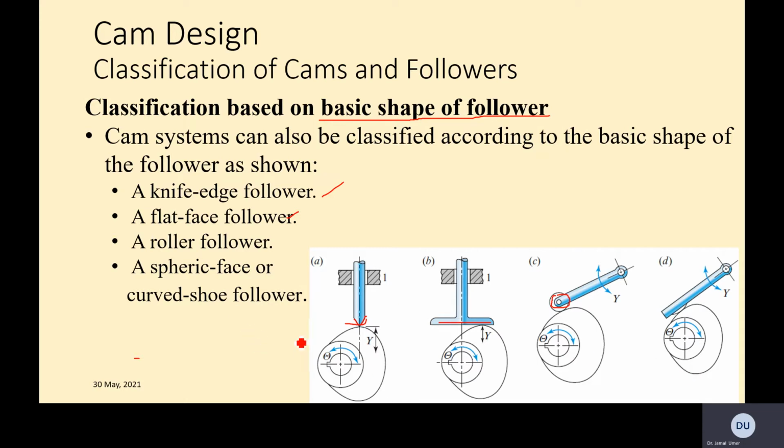Then we have a spheric face or curved shoe follower. So this is a curved shoe. In this particular example it's moving, and it has a spheric shape. So it's not circular basically, it's more like half a sphere.